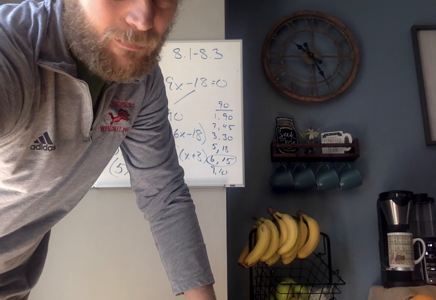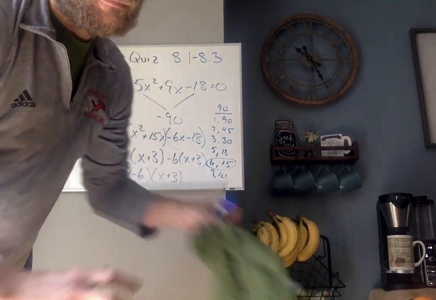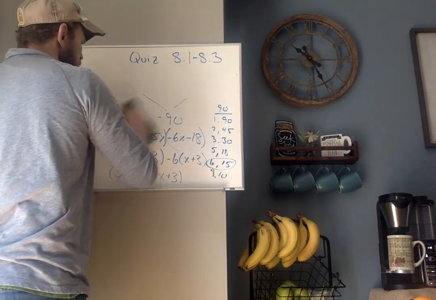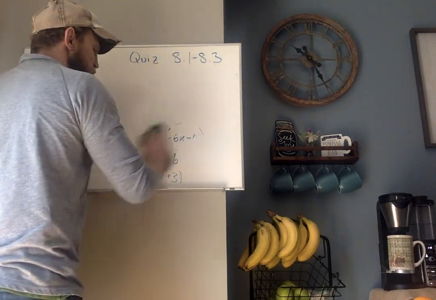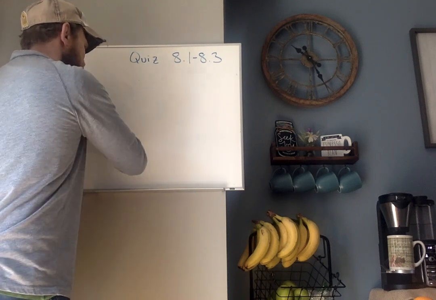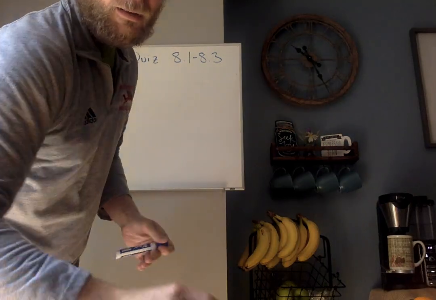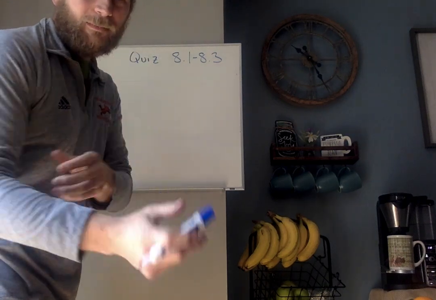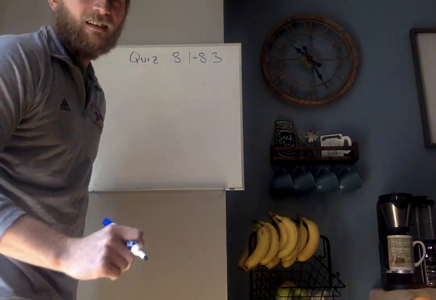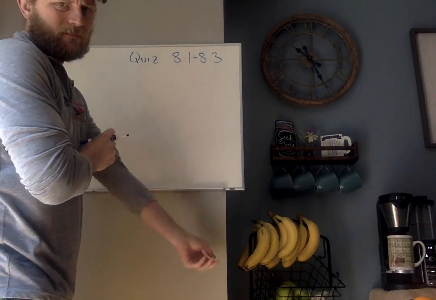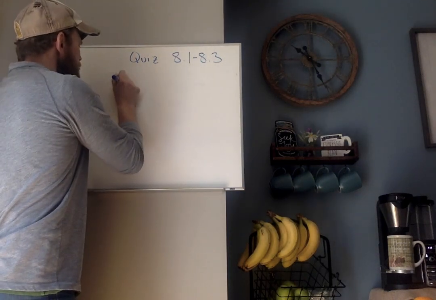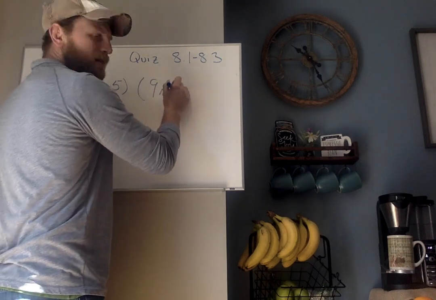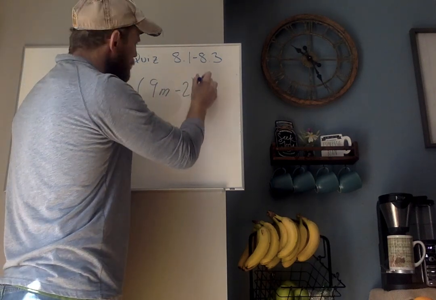All right, method number 2. This is solving by square rooting. I'm going to do problem number 5. Okay, this one's trickier. Number 3 is real easy, so I'll let you do that one on your own.